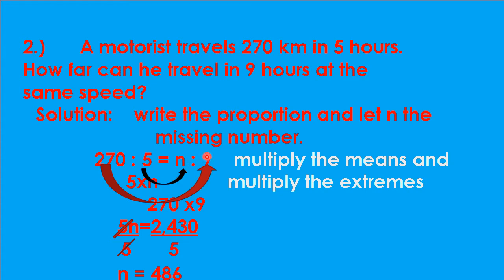So 5n is equal to 2,430. Then we are going to cancel 5 and the other 5, so the remaining is n. Then 2,430 divided by 5 is equal to 486. So the value of n is 486.